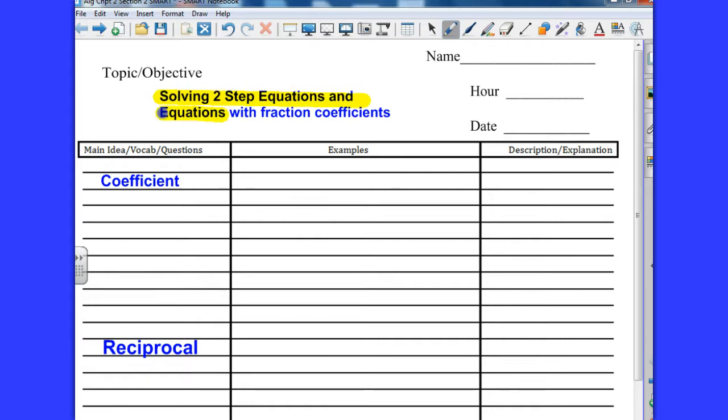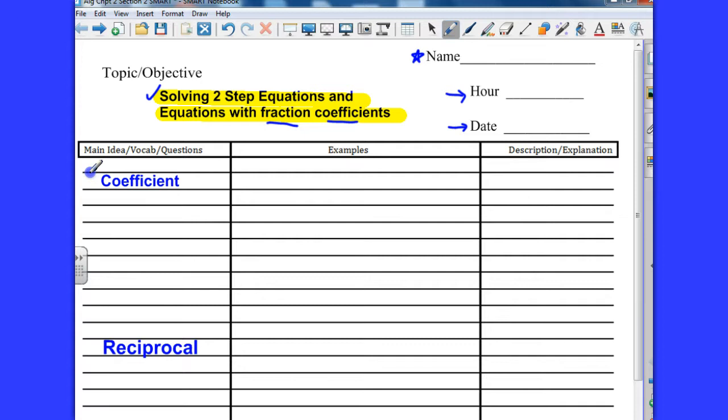As we begin Chapter 2, we're going to hit 2 sections at once. This is based on some things you should be familiar with, so we're going to go through that fast, and then a few things that might be new for you. So if you have not written down the objective, please do. We'll be learning how to solve two-step equations and equations with fraction coefficients. So get that down, and also be sure to fill out your name, hour, and date, as you should have your notes organized by date in your binder. So if you'd get that filled out, and we will get started on things.